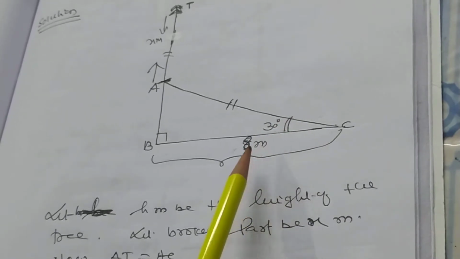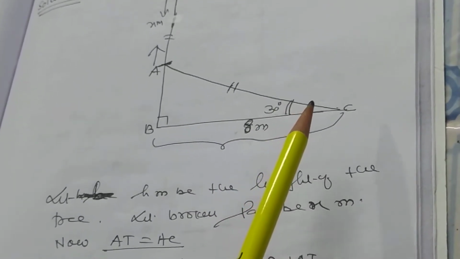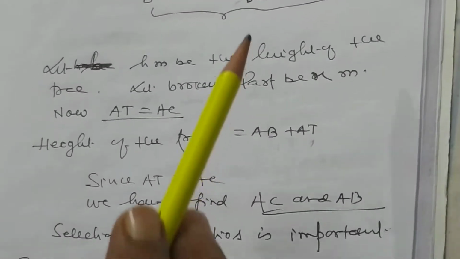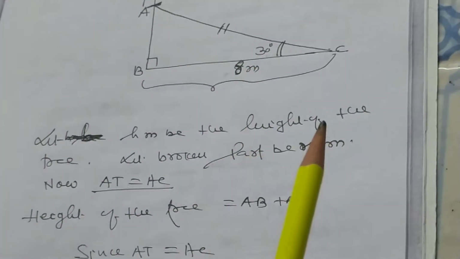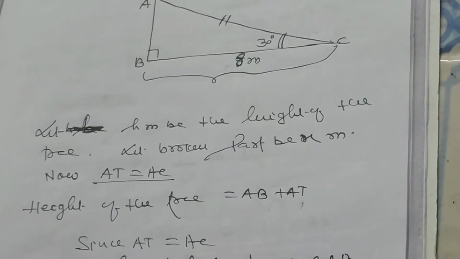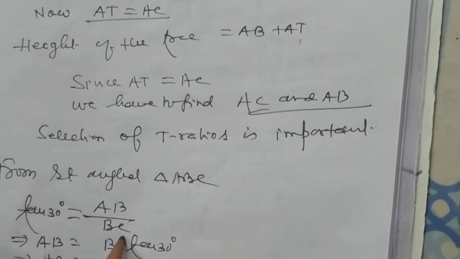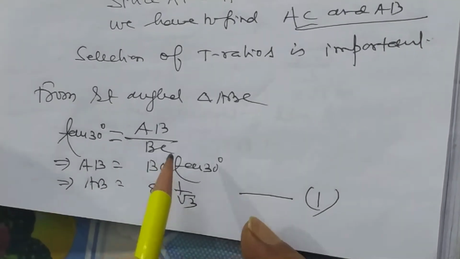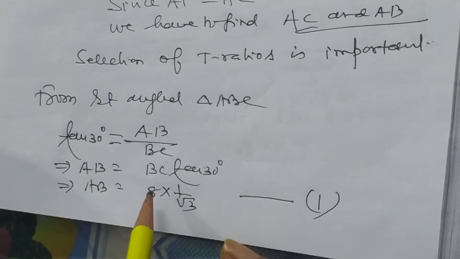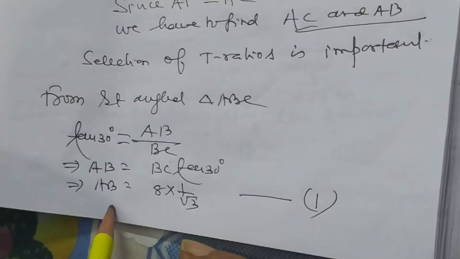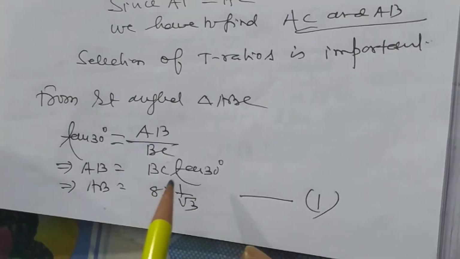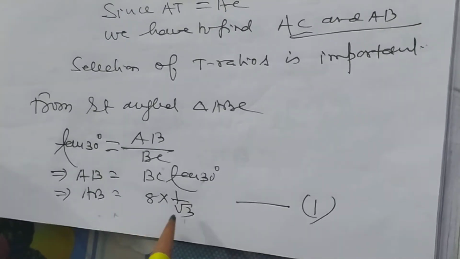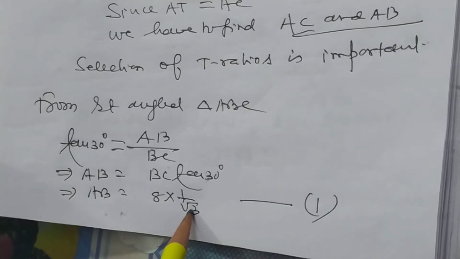For this angle, in this figure, AB by BC is equal to tan 30 degree. So AB is equal to how much? Tan 30 is equal to 1 by root 3. So AB is equal to 8 by root 3.